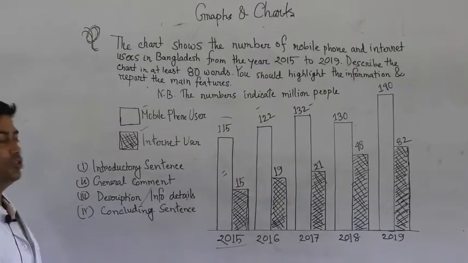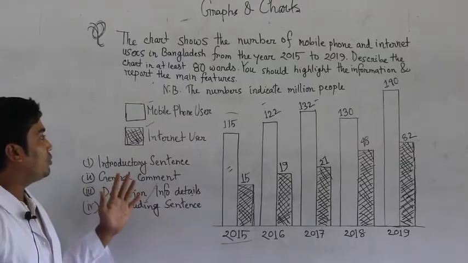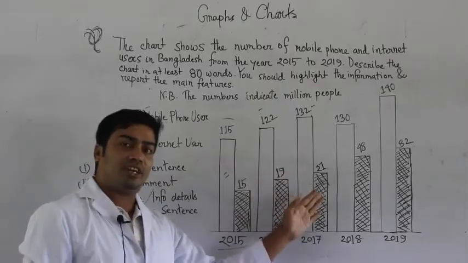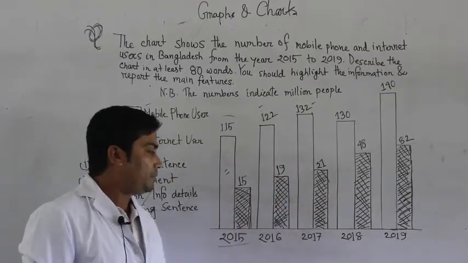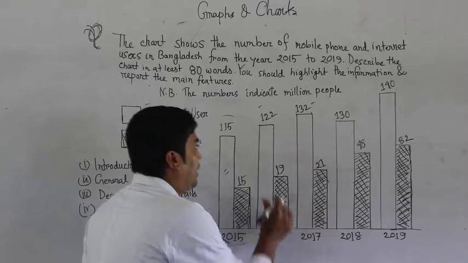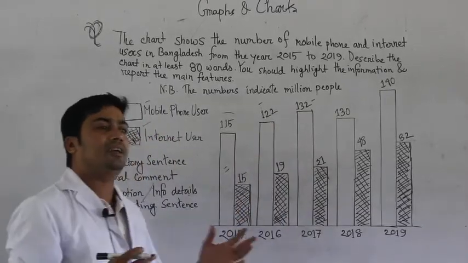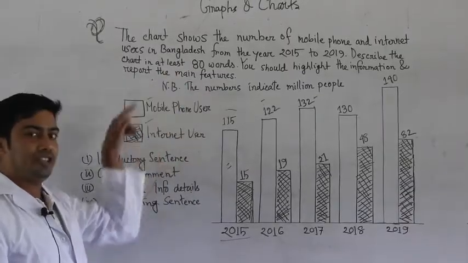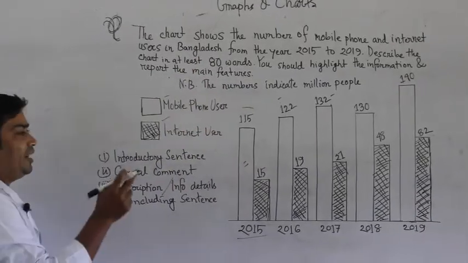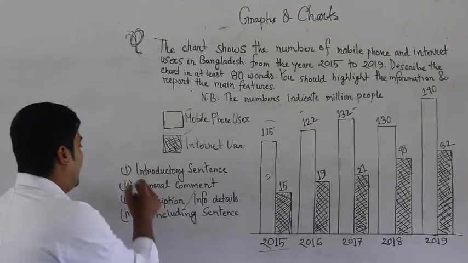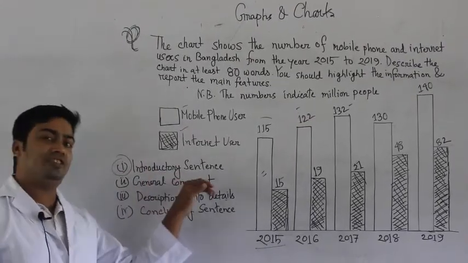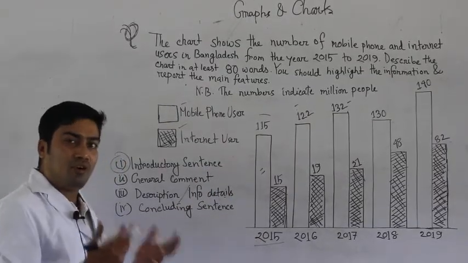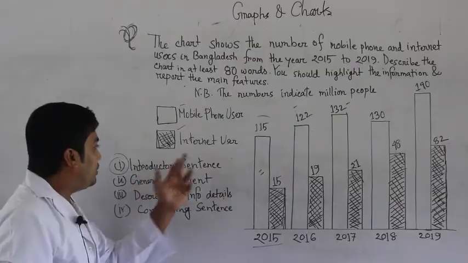So what should we do? We have to understand the question first, then look at the chart or the graph put in the question paper. If this is a chart and these numbers are about particular information or features, we have to look through the entire question once again. First, we have to put an introductory sentence. What is the chart about? We have to put some words to describe the chart.